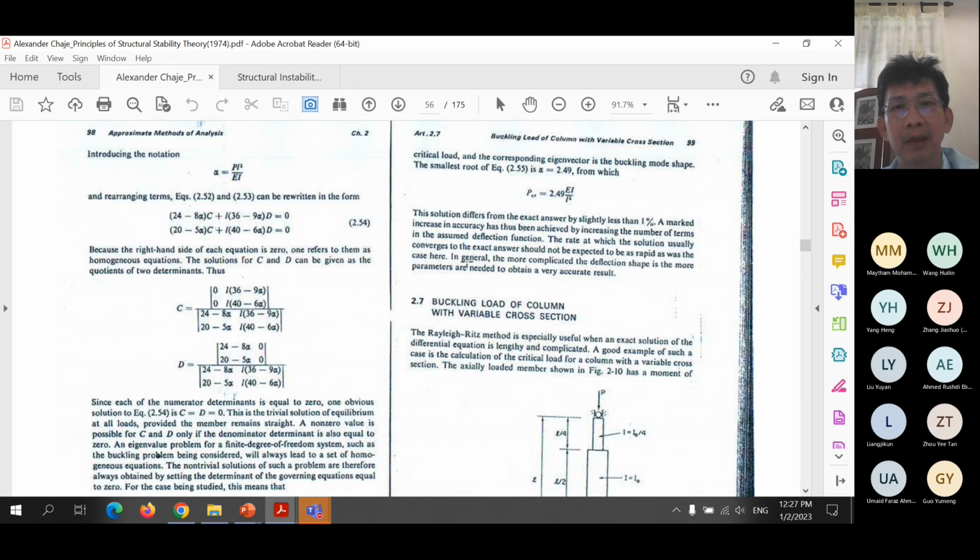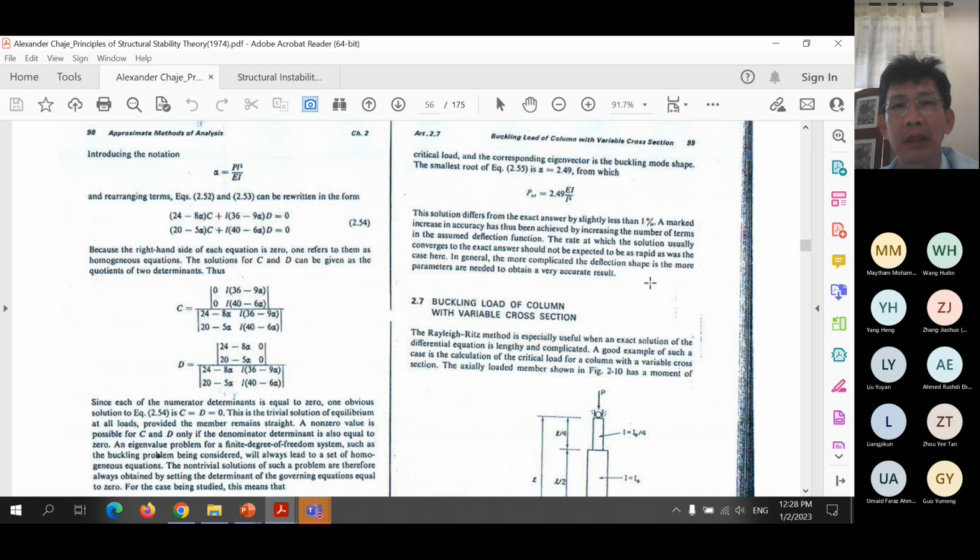Okay? In general, the more complicated the deflection shape, because it depends on the deflection shape. In this case, it is not that complicated. This is a cantilever column, not complicated. That's why the accuracy improved very fast. In general, the more complicated the deflection shape, the more parameters are needed to obtain a very accurate result.